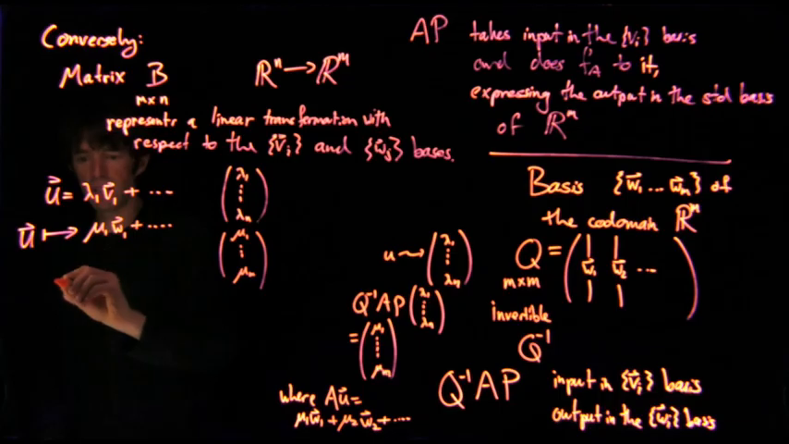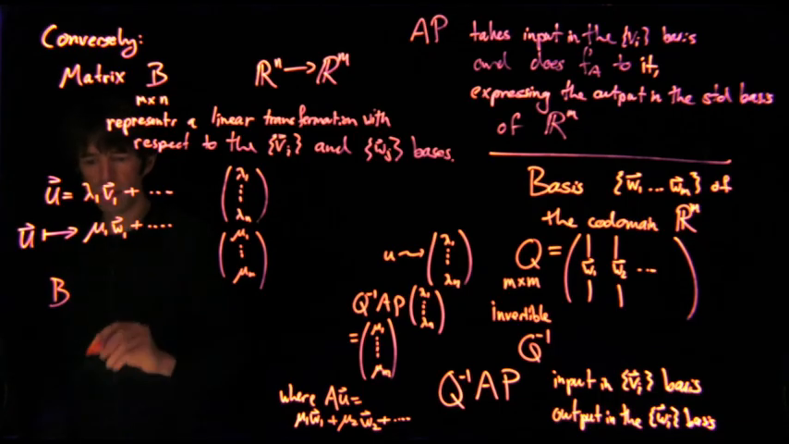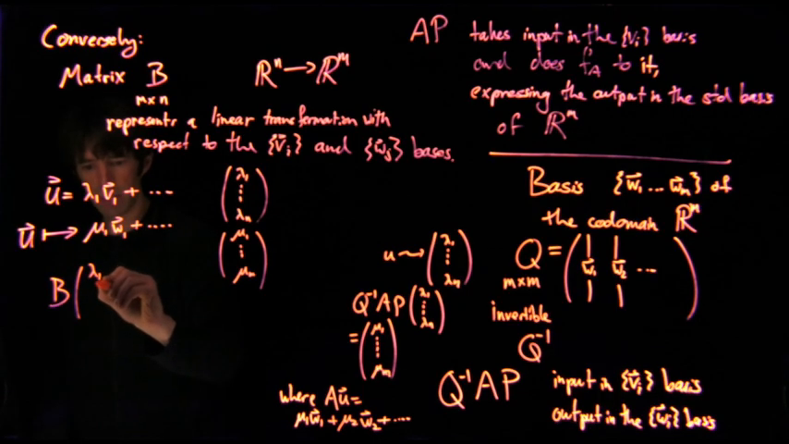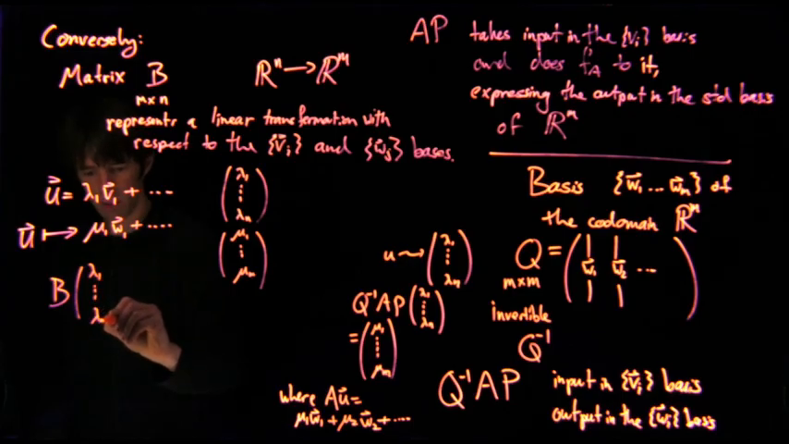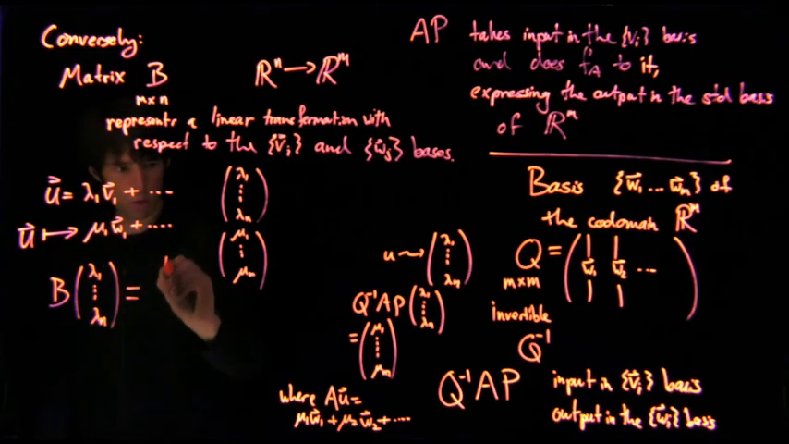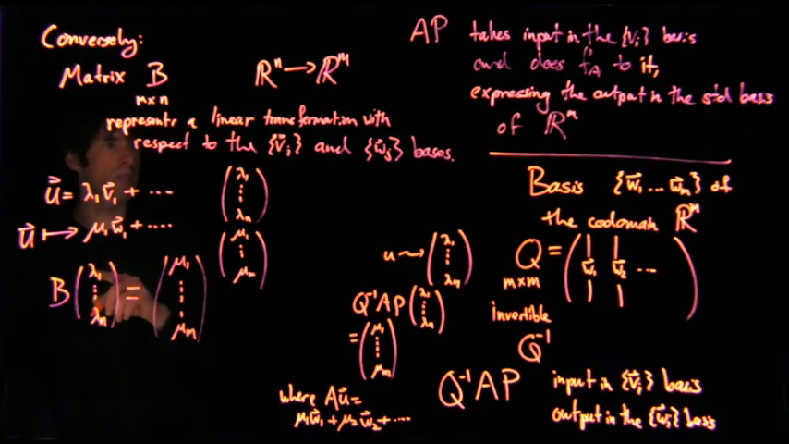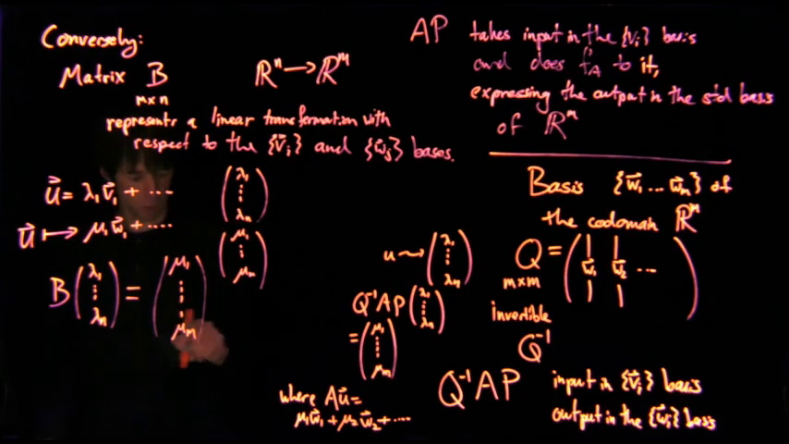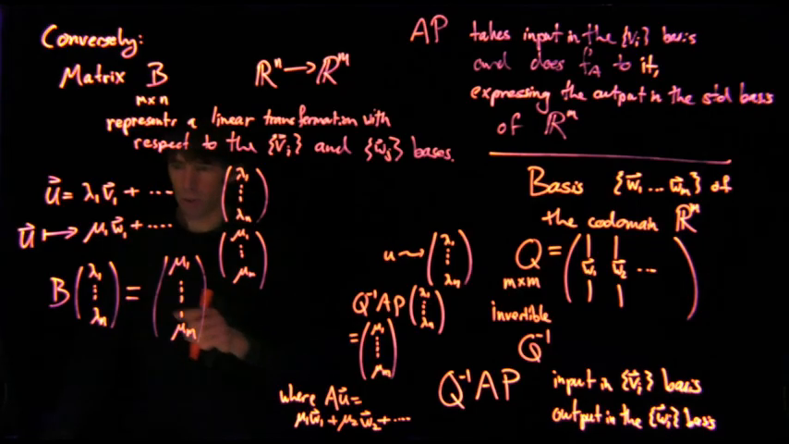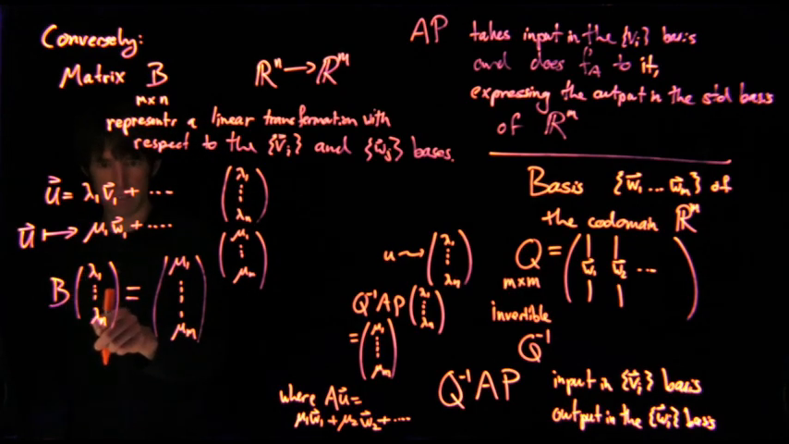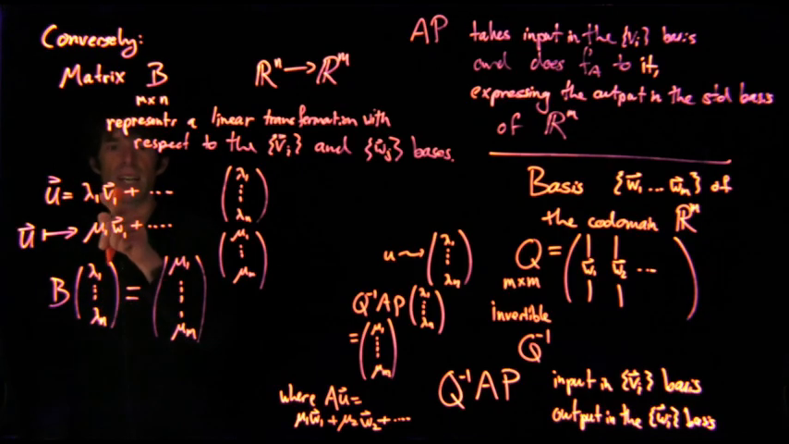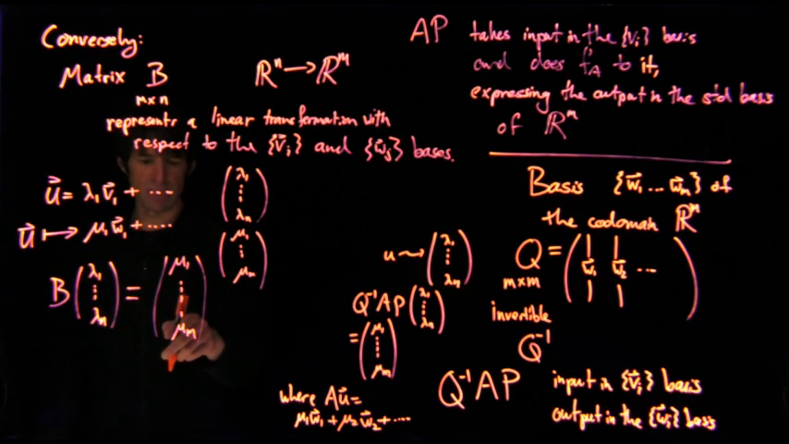So this matrix B is the matrix such that B times this vector of lambda 1 to lambda n is equal to mu 1 down to mu m. So that's what I mean to represent a linear transformation with respect to these two bases. It takes as input a representation of a vector in the v basis, and it produces as output a representation of a vector with respect to the w basis.